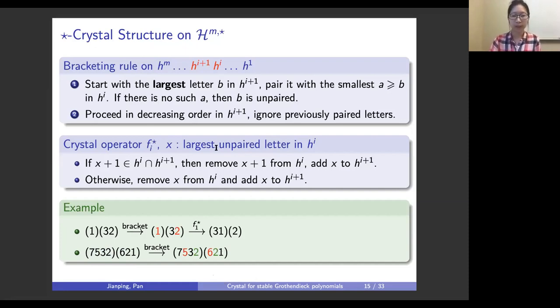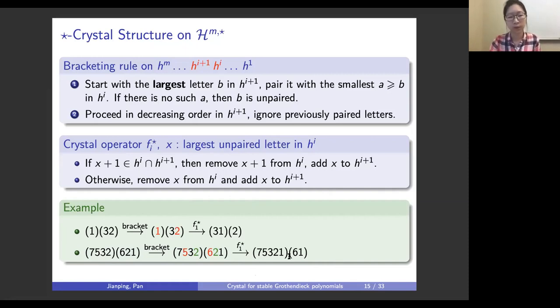When we're done with the pairing, we again locate the largest unpaired letter on the right. In this case, it's 1, and we find that 1 plus 1 is in both factors. So we have to remove 2 from the right and add 1 to the left. And you can check that the resulting two factors are equivalent to this one under the 0 Hecke monoid. So that's the star crystal structure on the decreasing factorizations of the 0 Hecke monoid.